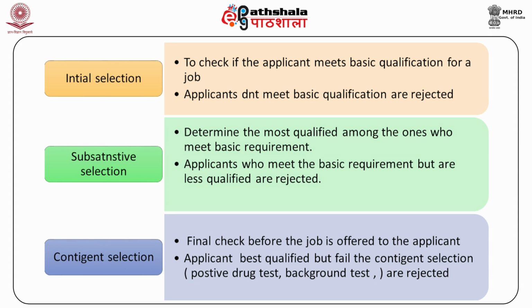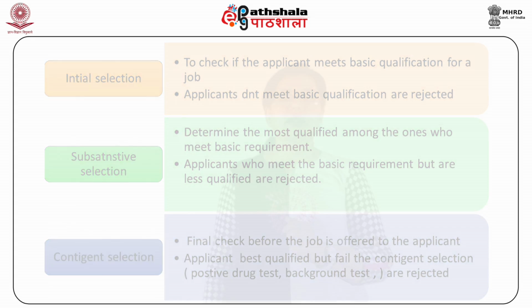The final stage, contingent selection, makes sure that the final check is done before the job is offered to the applicant. Applicants who are best qualified but fail the contingent selection, that is, a positive drug test, background test, etc., are rejected. Actually, the initial selection devices are the first rough cuts used to decide whether the applicant meets the basic qualifications of a job.